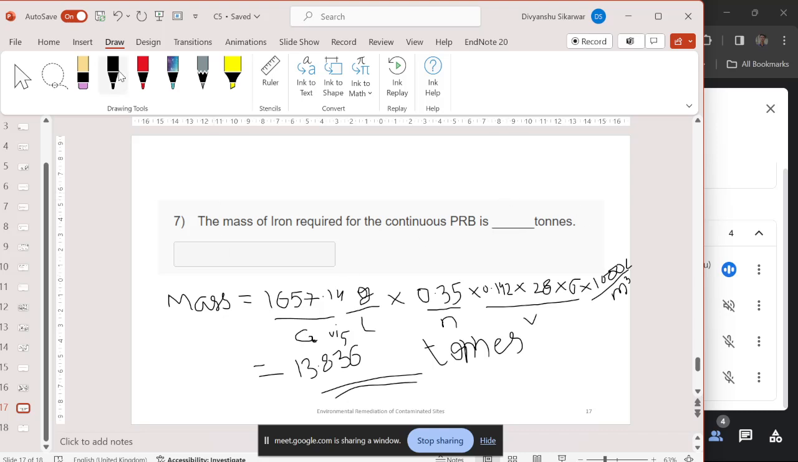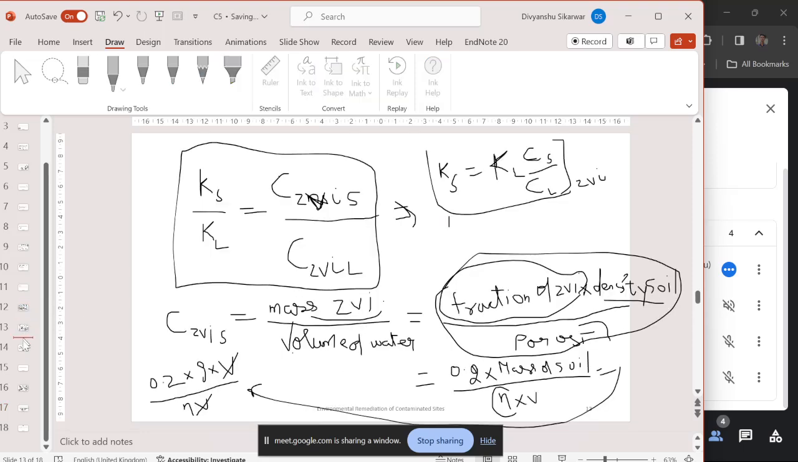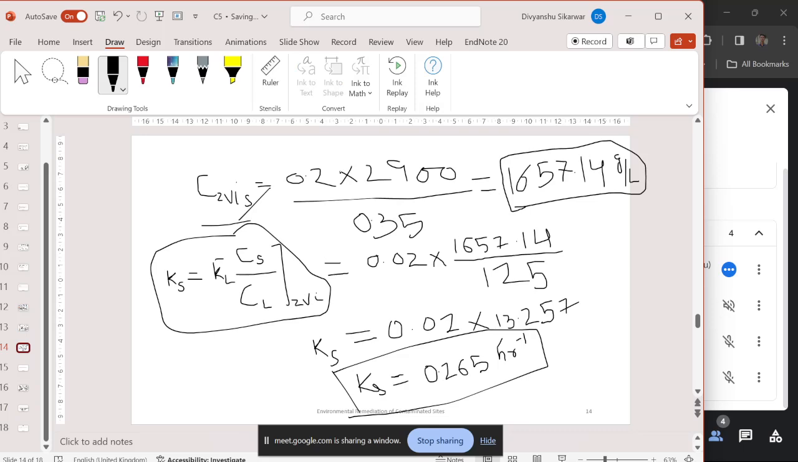But basically, this value we calculated previously. Yeah, the concentration of NZVI in soil is 1657.14. So when we are going for the actual site or actual soil real-time condition, the concentration of ZVI will be 1657 grams per liter.